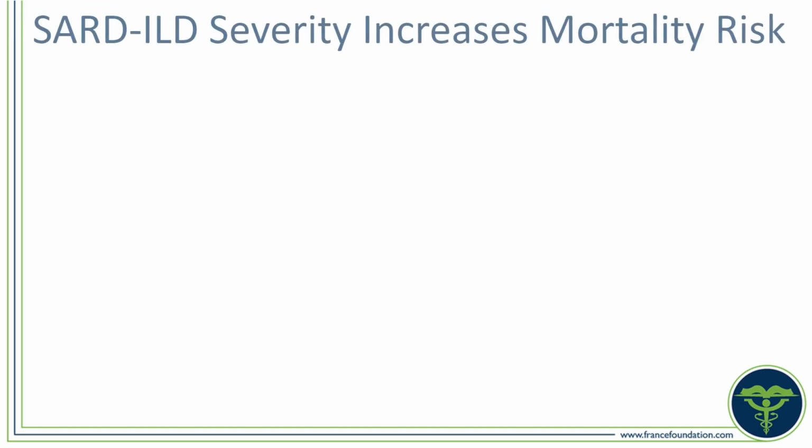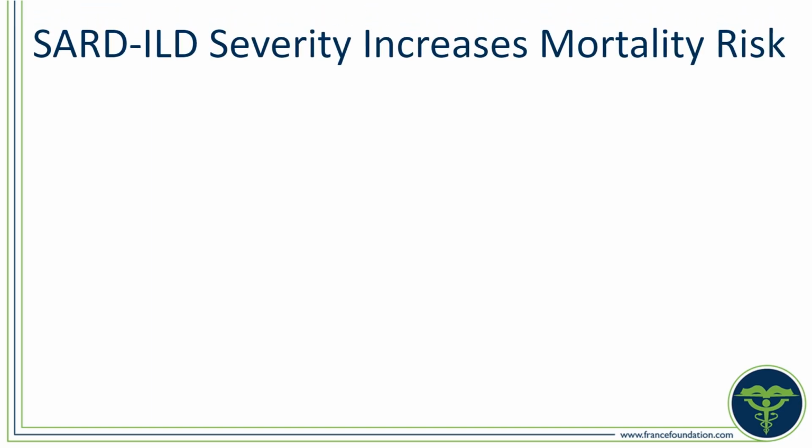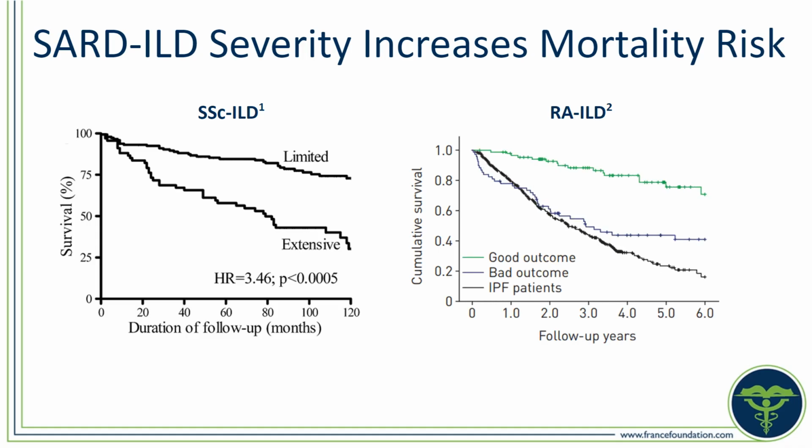What impacts patients' lifespan with interstitial lung disease is not just having it present, but also how severe the disease is. Again, if we look at two different studies, one in rheumatoid arthritis and one in systemic sclerosis, and we define the extent or the severity of their interstitial lung disease, what we find is drastically different outcomes.